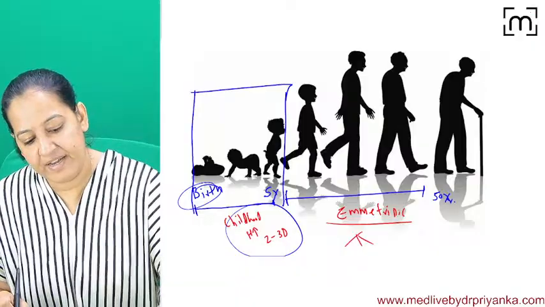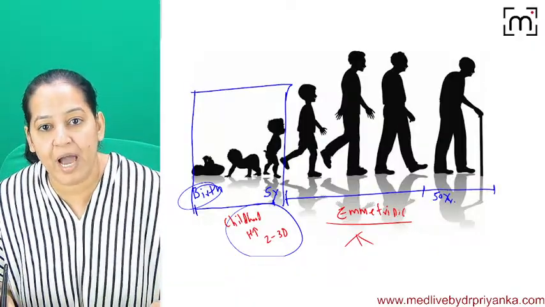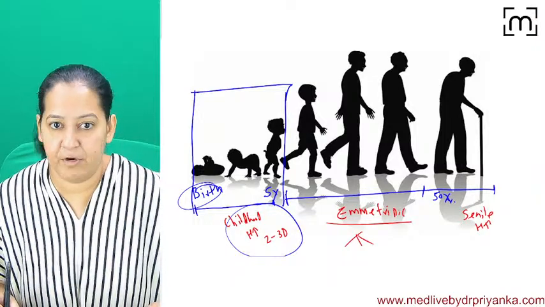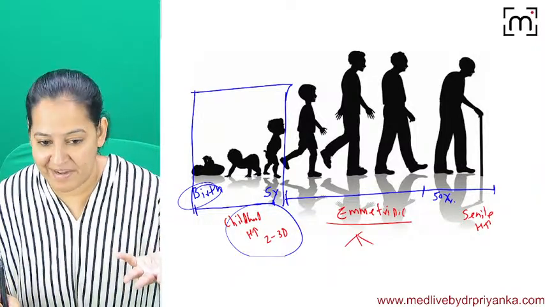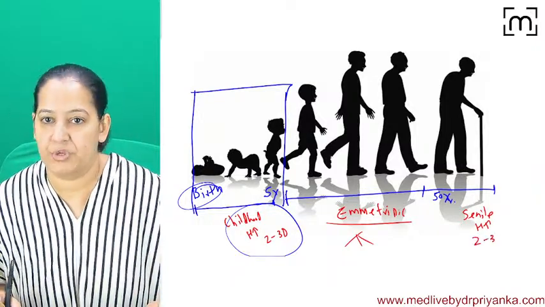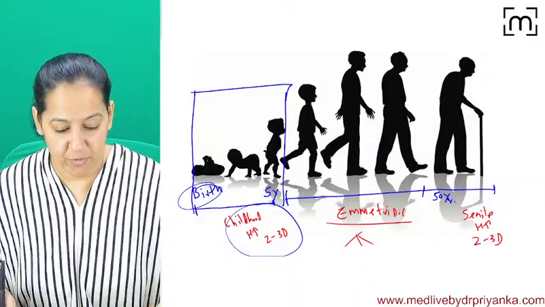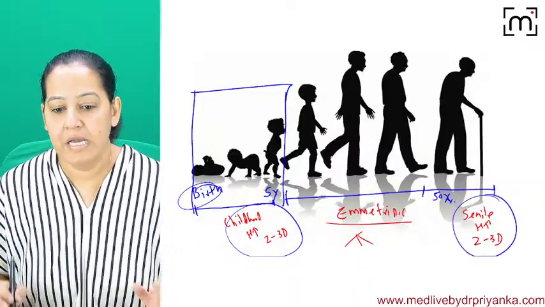After 50 years, again there is physiological hypermetropia, known as senile hypermetropia. It's physiological. Most of our parents and grandparents have it, I guess. Again, it's 2 to 3 diopter. In old age, it should be corrected. It is known as senile hypermetropia, and again you can say it's physiological. So this is the scenario.